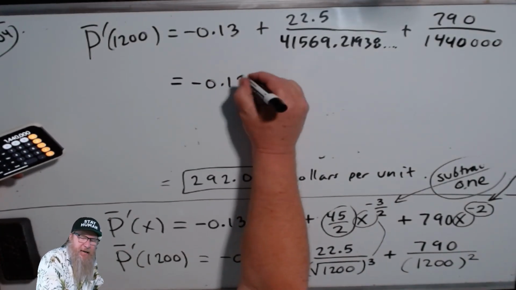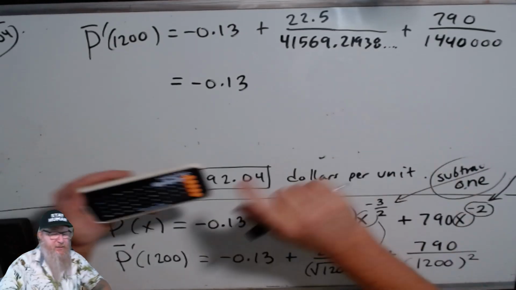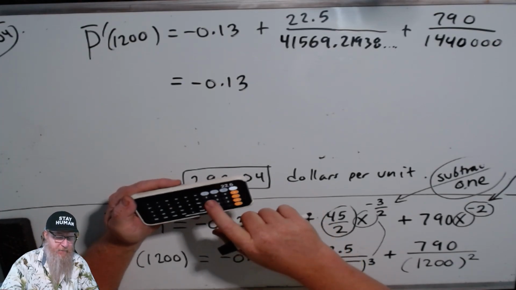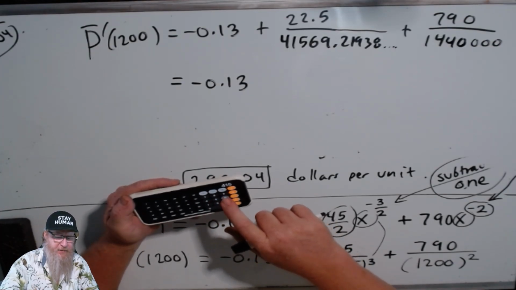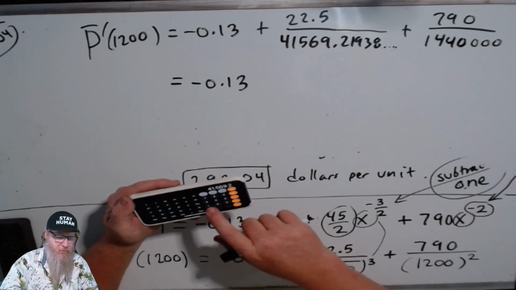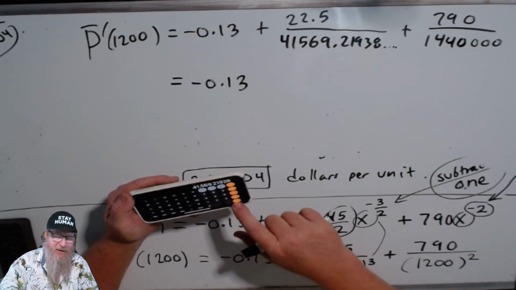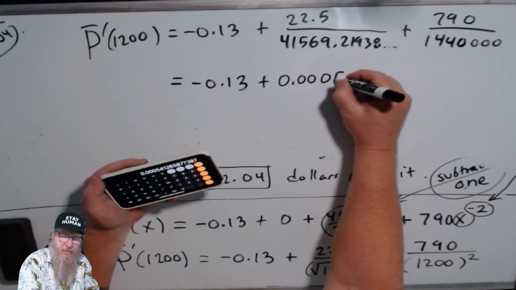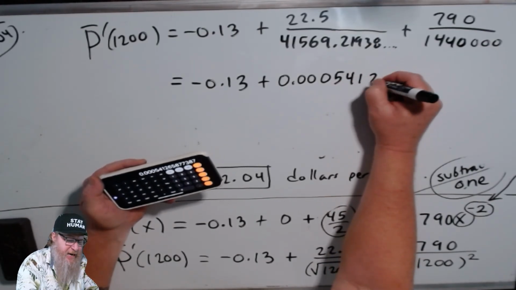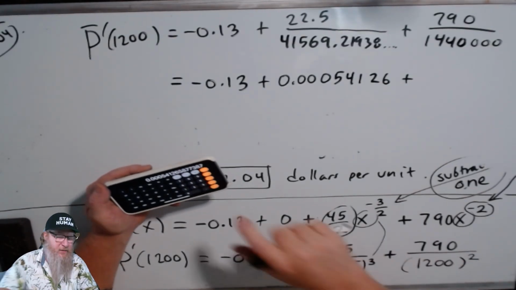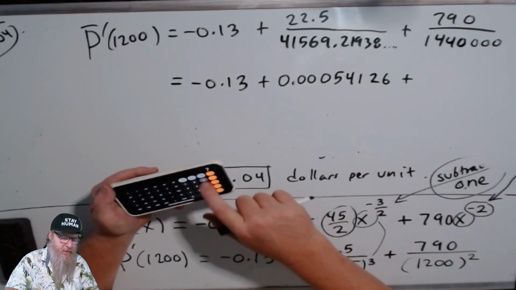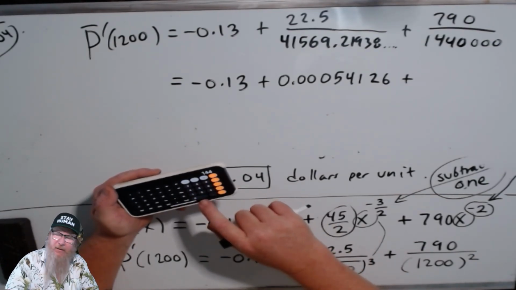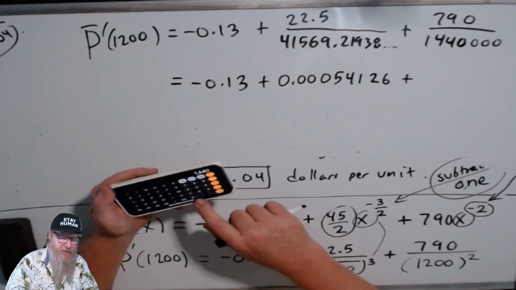All right. Again, I'm not going to add these until I'm done. So let's see. We got 22.5 divided by 41,569.21938. You don't really need all those decimals. I keep a few of them just in case they end up affecting the final answer. You never know. The smallest thing can cause a large change at the end. So it's better to keep everything.